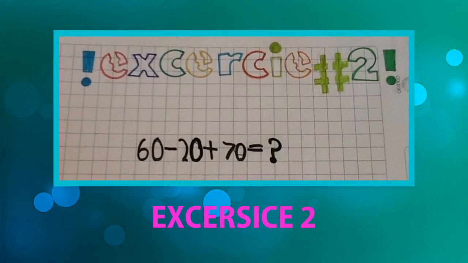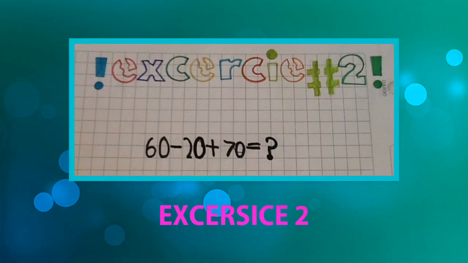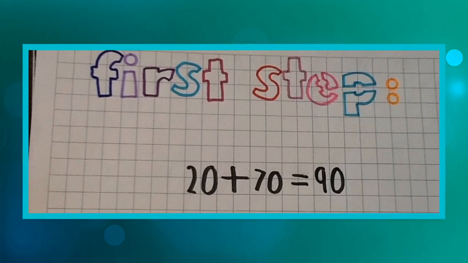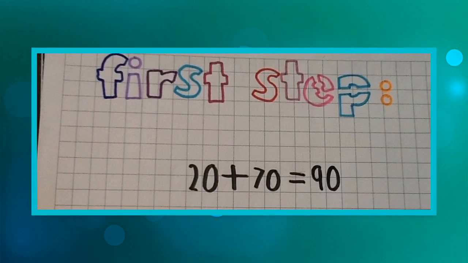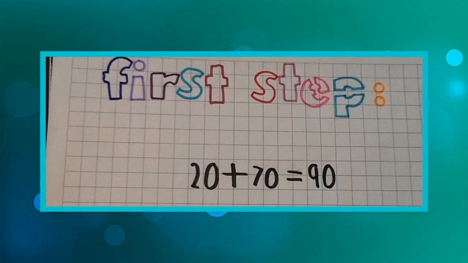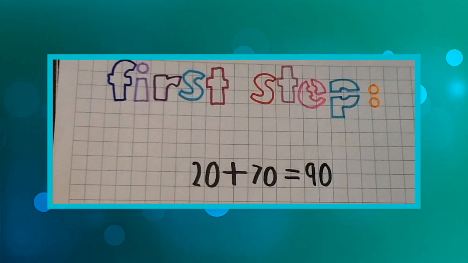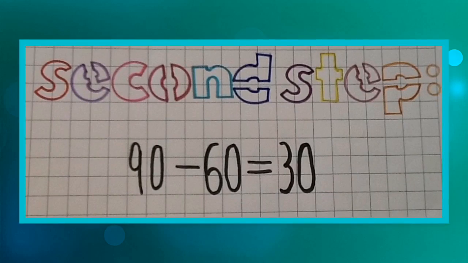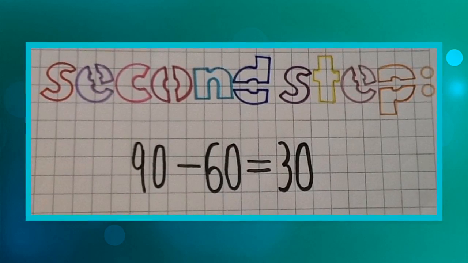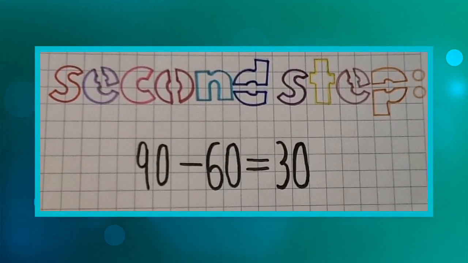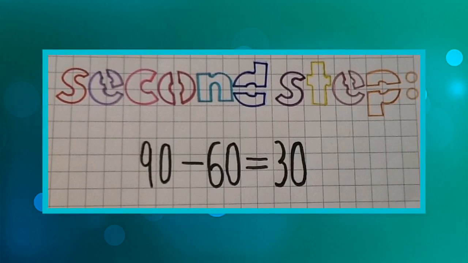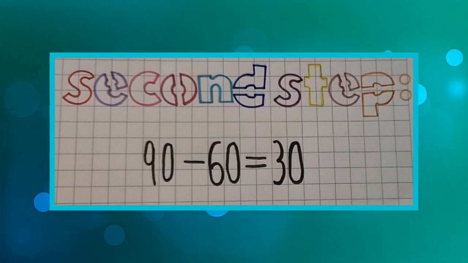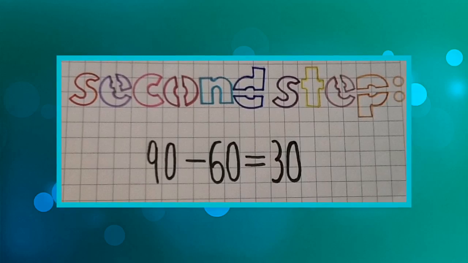This is exercise number 2, that is 60 minus 20 plus 70 that equals. The first step is to do 20 plus 70 that equals 90 because 20 plus 70 is like a small problem in a big problem and first goes addition and subtraction. The second step is to do 90 minus 60 equals 30 because the 90 was from the first step and the 60 was left and then the minus goes in the Pemdas order.